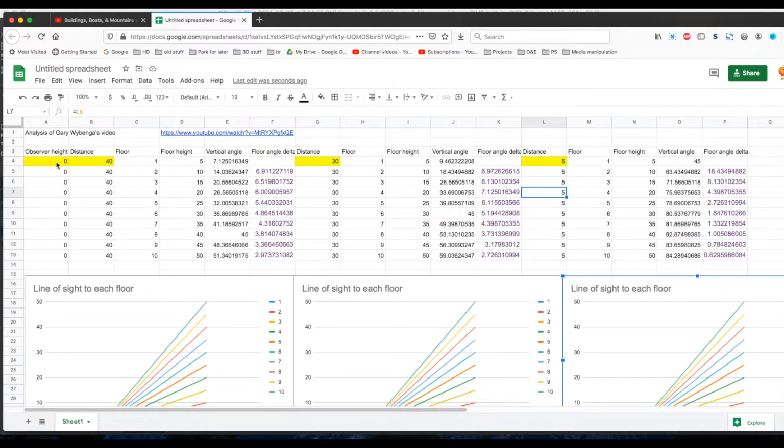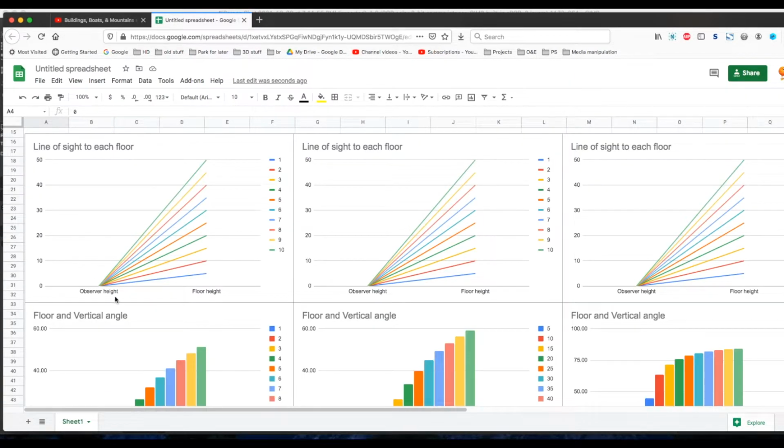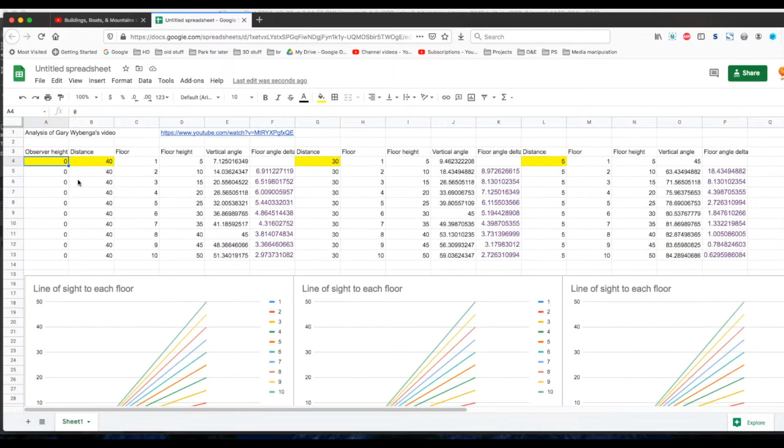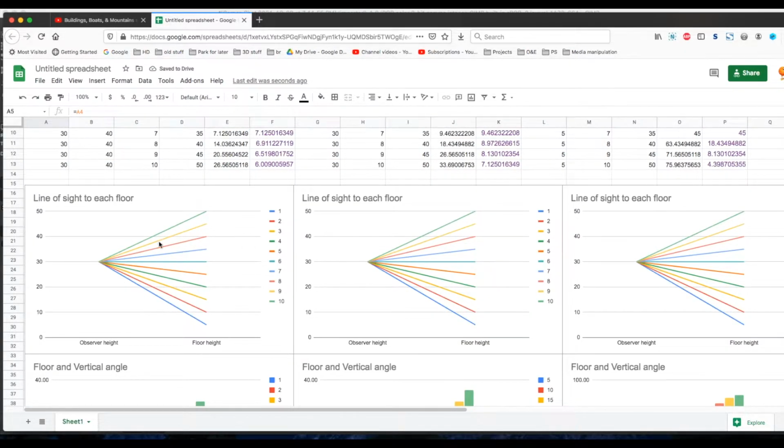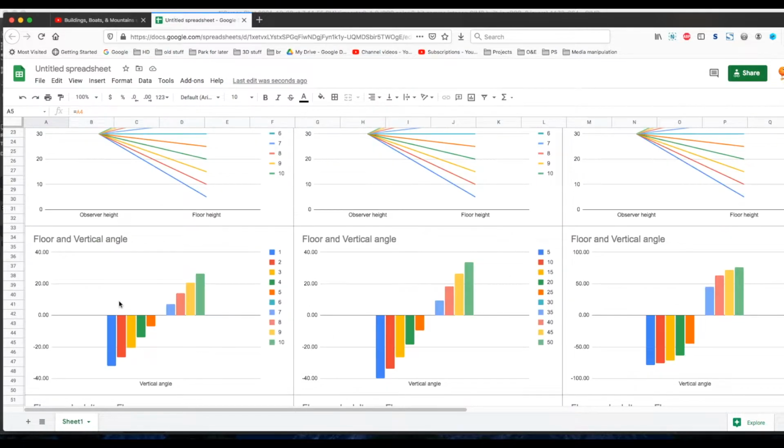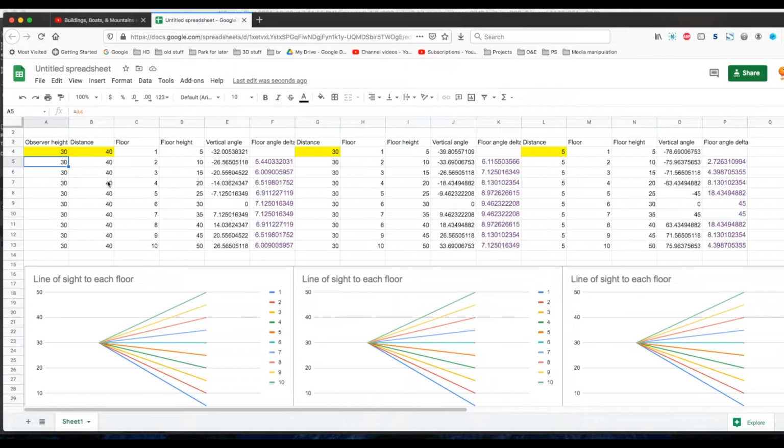I also added the capability where you could pretend to go up, let's say maybe to the 3rd floor, or rather to the 30th meter, which would be, let's say, maybe the 6th floor. And what that would do is it would give you kind of a line of sight to the 10th, 9th, 8th, 7th, so on and so forth, all the way to the 1st. This one represents the angle up or the angle down.